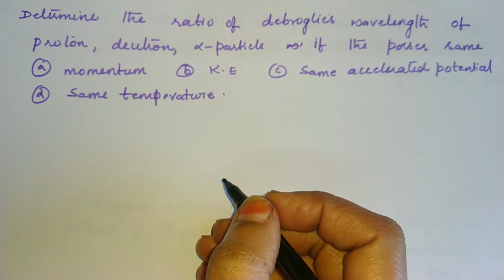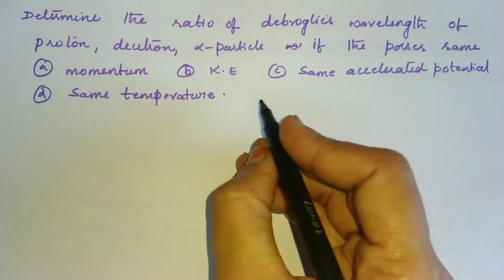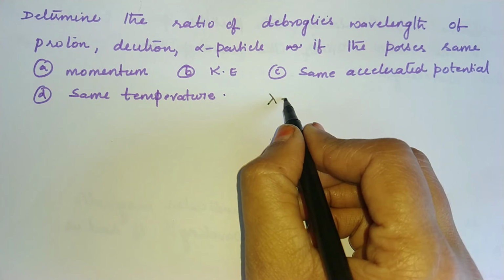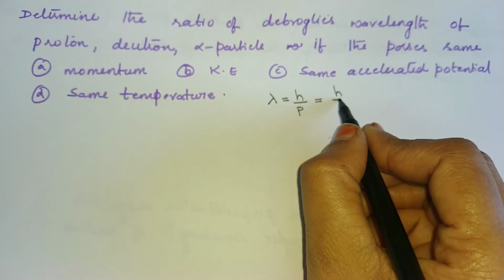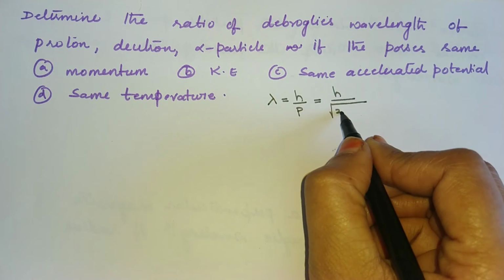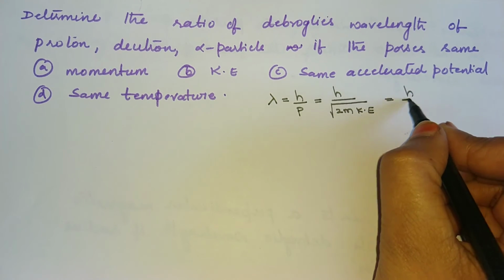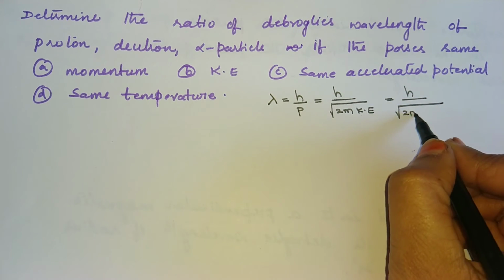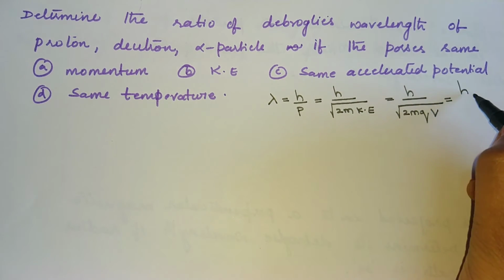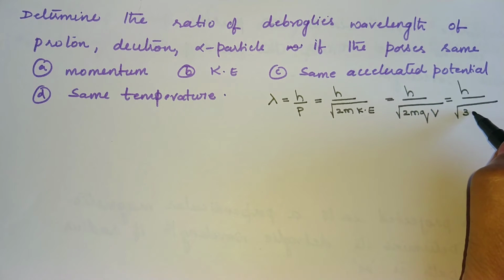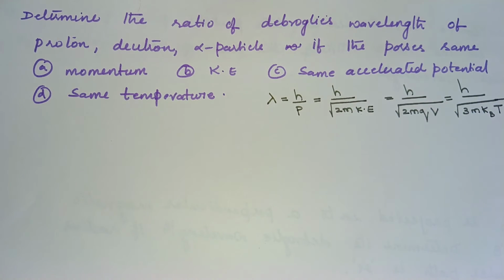Now coming to a few questions which are related to de Broglie's wavelength. Before we start solving, what did I tell you regarding de Broglie's wavelength? You can write it in terms of momentum as h by p; in terms of kinetic energy, because momentum is under root 2m into KE; in terms of accelerating potential, h by under root 2m q V, where V is the potential through which it is accelerated; and in terms of temperature, it's h by under root 3m k T, with k the Boltzmann constant and T the absolute temperature.